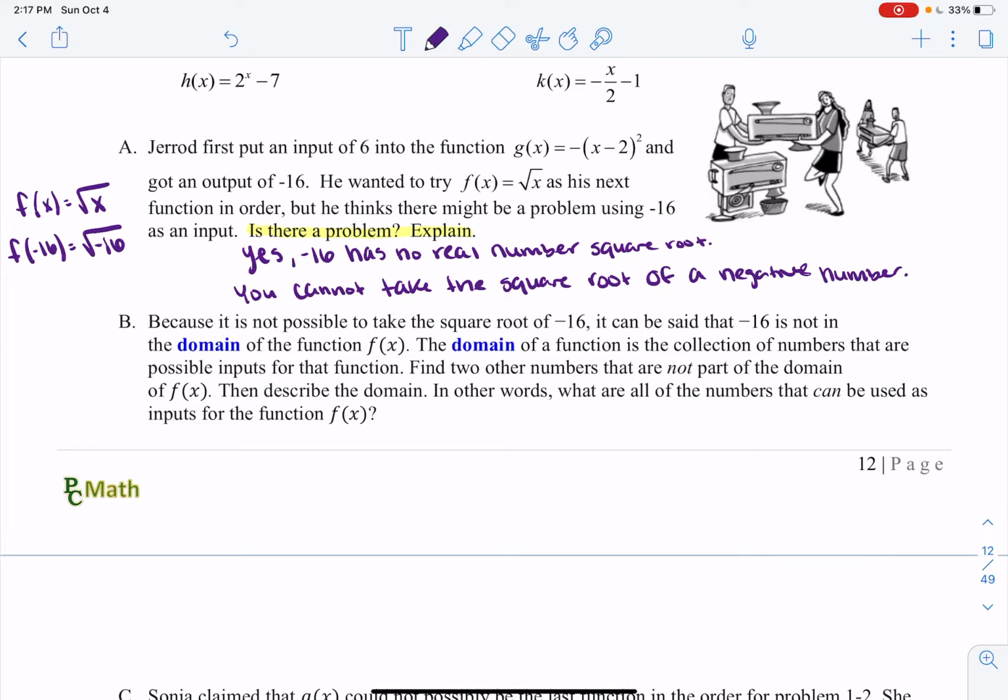So I'm going to break up this question just a little bit. So let's go back here. We've got f of x is equal to the square root of x. And what it's asking are what are all of the possible inputs we could put into a table, graph, whatever, for this function. So we already said we can't use negative 16. That's not going to work. But we're wondering, well, what numbers can we use?